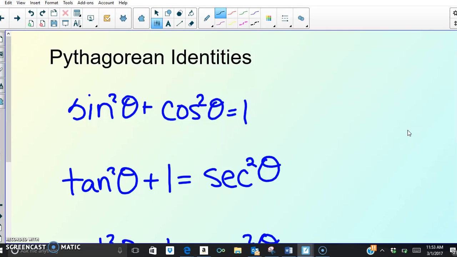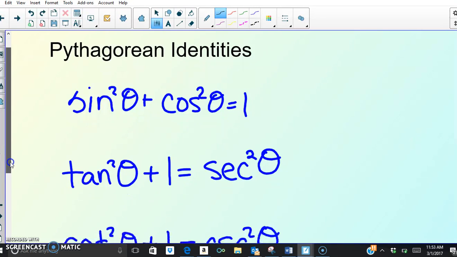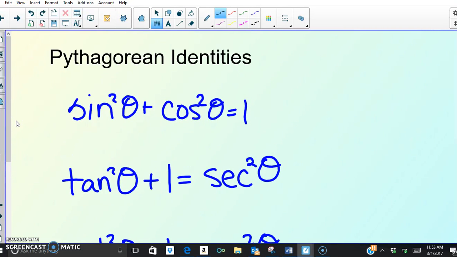Okay, we're going to look at Pythagorean identities. Sine squared theta plus cosine squared theta equals 1.